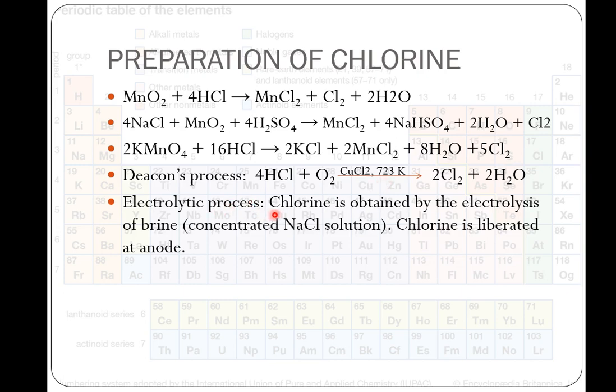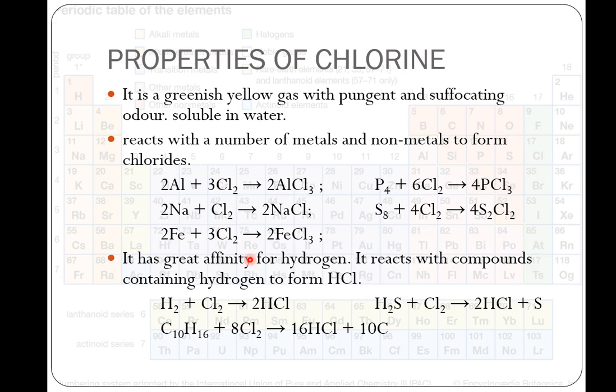Chlorine is also obtained by the electrolysis of brine solution. Chlorine is liberated at the anode. It is also obtained as a byproduct in many chemical industries. Properties of chlorine. It is a greenish yellow gas with a pungent, suffocating smell and is soluble in water. It reacts with a number of metals and non-metals to form their chlorides.